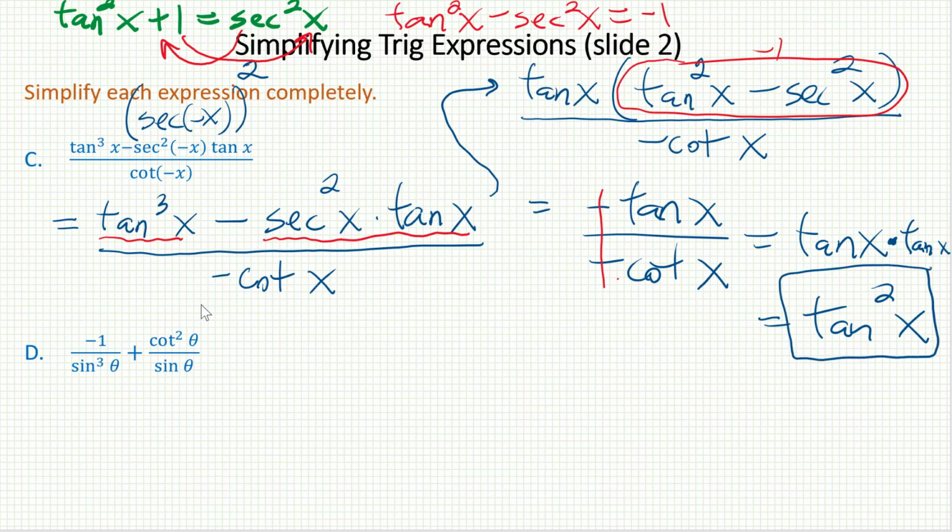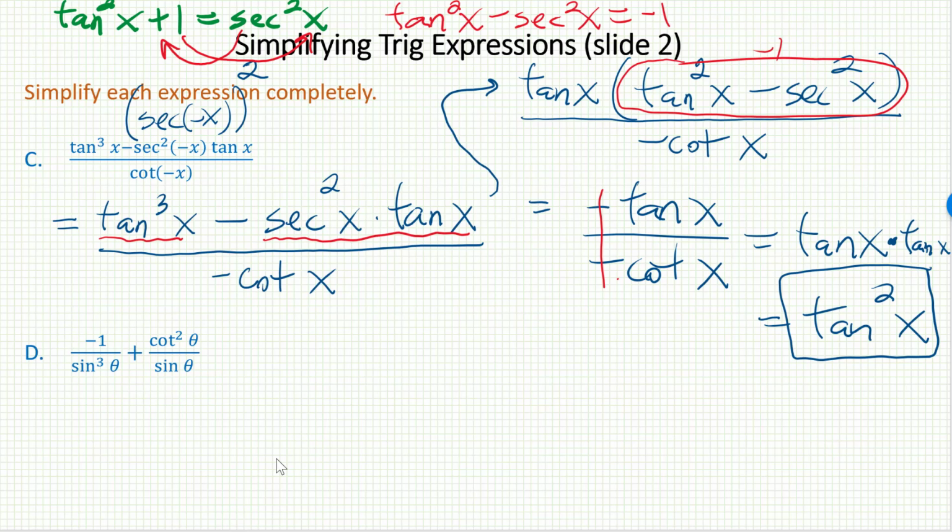Okay, let's look at one more. In this last example, there are definitely several ways you could start. Maybe one thing occurring to you is switching everything to sine and cosine. I think that would actually work out pretty well. I think though what I see is that it would be very easy to add these fractions together right now by getting a common denominator.